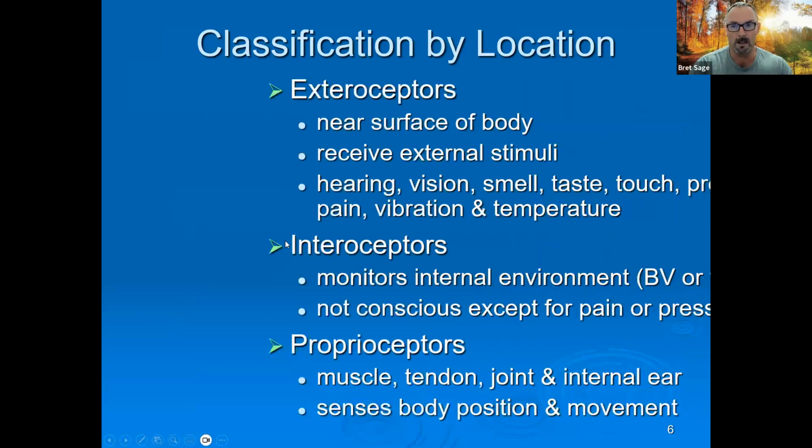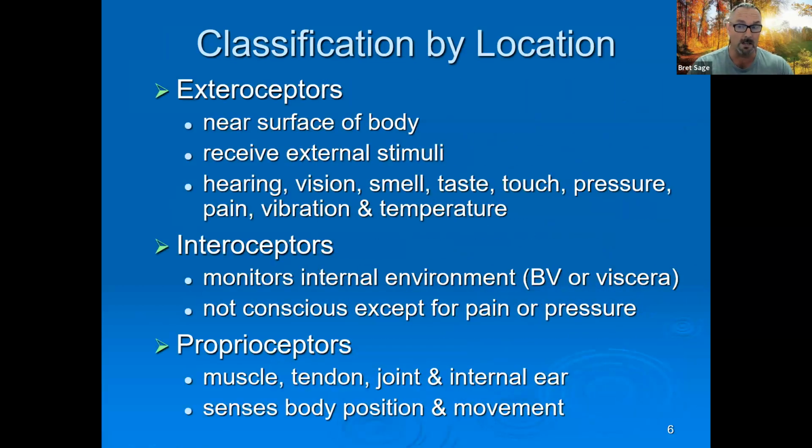Okay, more classification. By location, now where would they be? So if we're talking about exteroreceptors, as in external, they're found near the surface of the body. They receive external stimuli as opposed to anything happening inside your body. Things like hearing, vision, smell, taste, touch, pressure, pain, vibration, and temperature are all exteroreceptors, because that's a stimulus coming in from the outside of your body to you, changing something about the receptor and sending a signal.